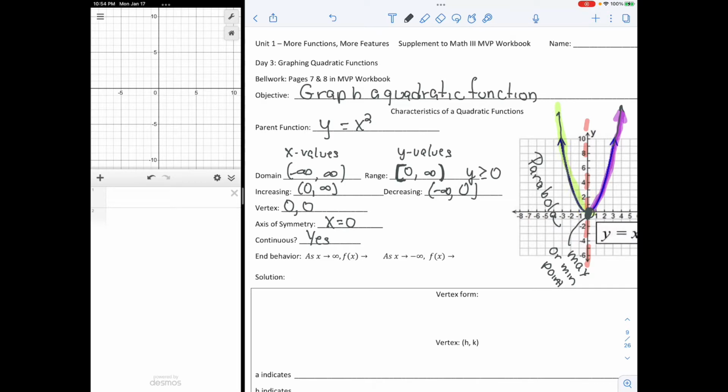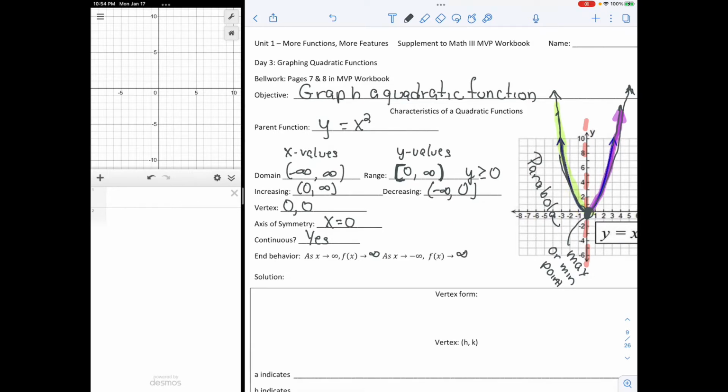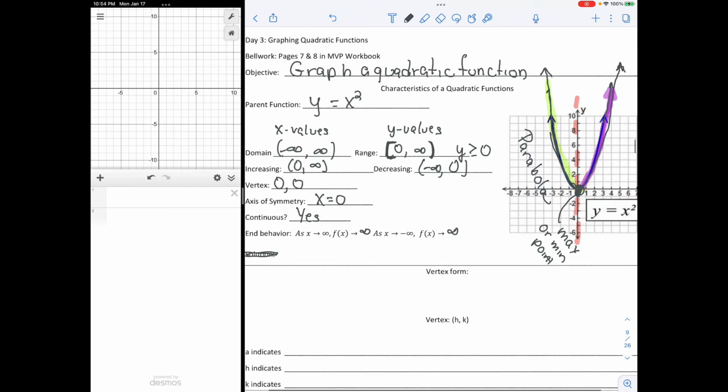And if we talk about end behavior, as x goes towards infinity, so as x gets bigger and bigger and bigger, what's happening to my y as x gets bigger and bigger and bigger? It too goes to infinity. And as x goes to negative infinity, as my x values get smaller and smaller and smaller, what's happening to my y values? They're going towards infinity. Okay? We're going to talk about solutions later on in the semester.